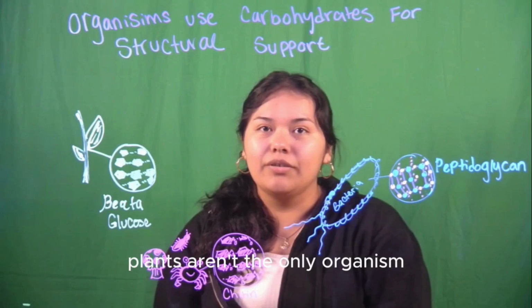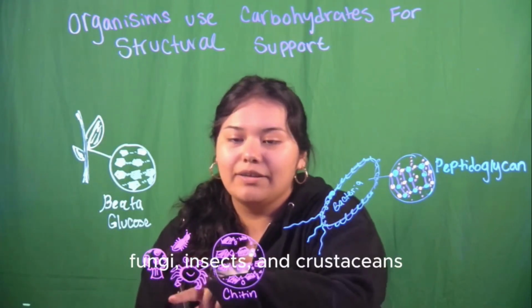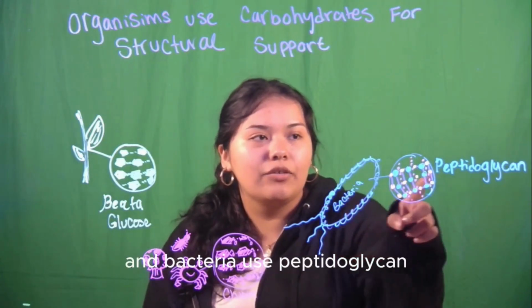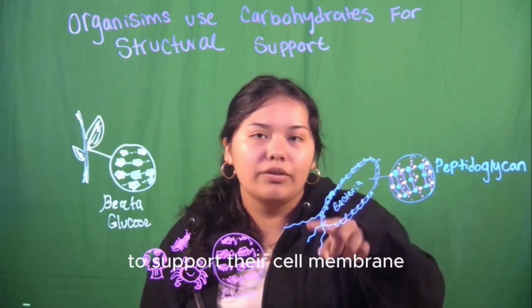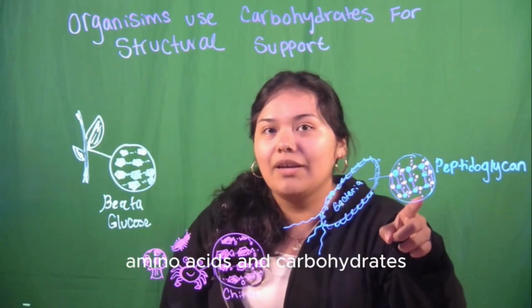Plants aren't the only organisms that use carbohydrates as structural support. Fungi, insects, and crustaceans, for example, use chitin, and bacteria use peptidoglycan to support their cell membrane. This peptidoglycan is made up of amino acids and carbohydrates.